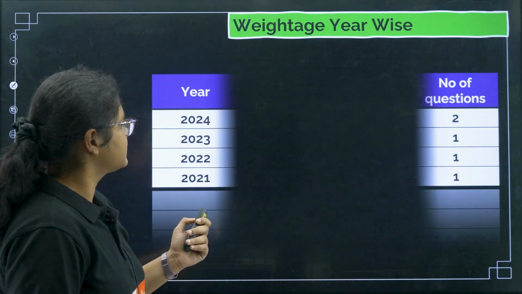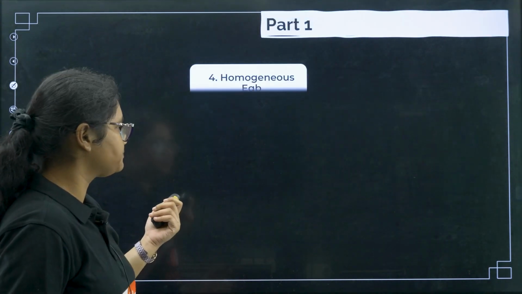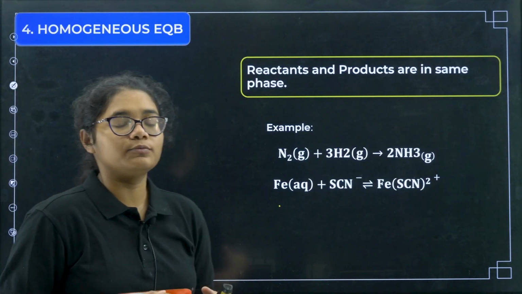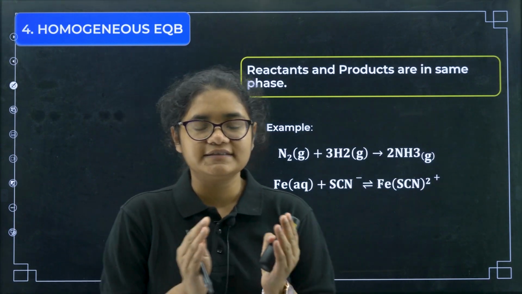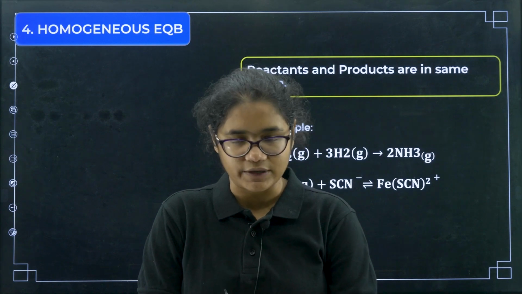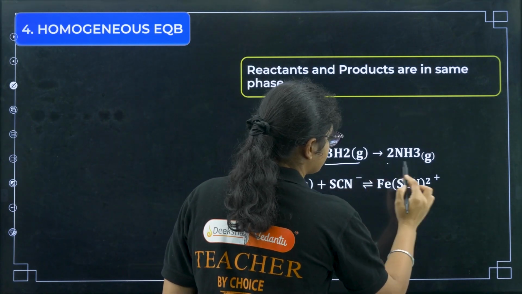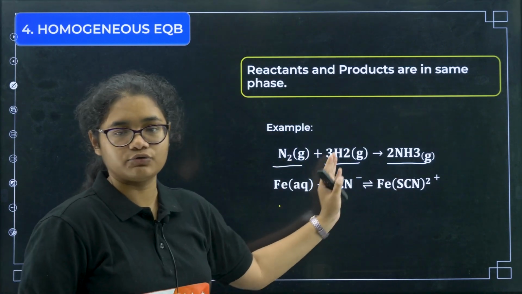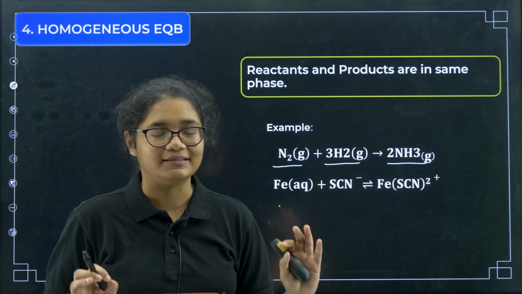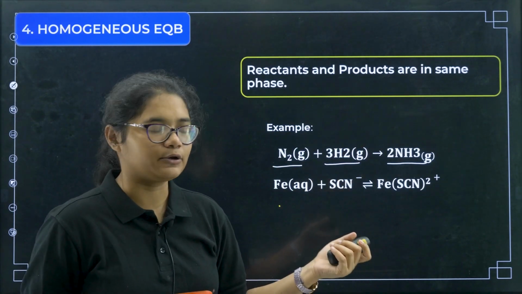Coming to today's class, year wise weightage, you can expect 1 to 2 questions from this particular chapter. And in today's class we are going to discuss these topics. Now coming to homogeneous equilibrium. Homogeneous equilibrium means the reactants and products should be in the same phase. For example, I am writing this reaction, N2 plus H2 gives NH3. You can see nitrogen, hydrogen and NH3 all are in the gaseous phase, right? So these types of reactions are called homogeneous equilibrium.